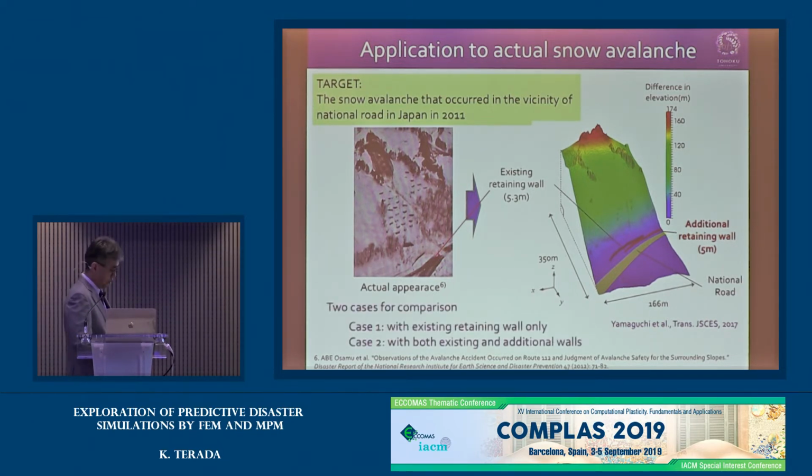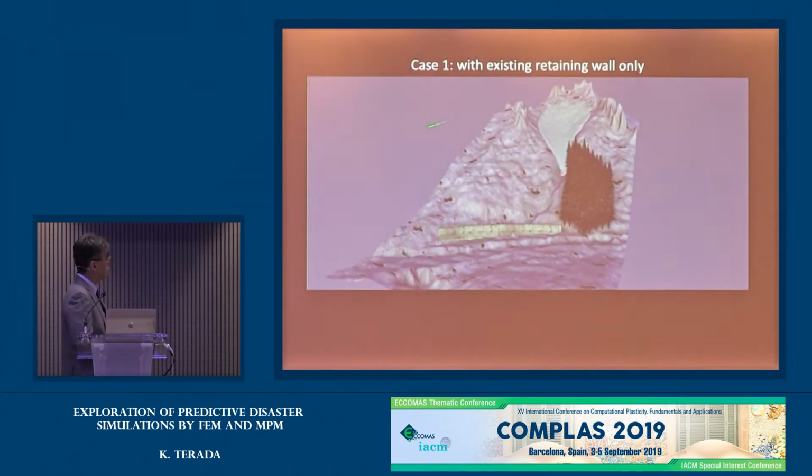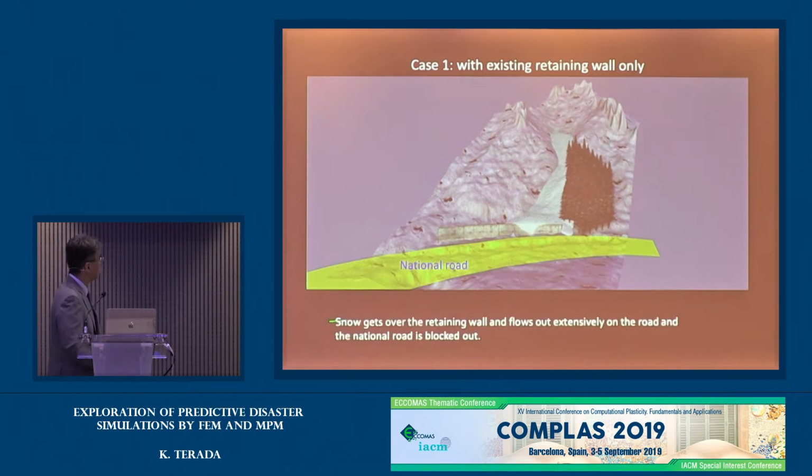So for that purpose, we conducted 2 cases of numerical simulation for comparison. One is case 1, the simulation with the existing retaining wall only, and case 2 with both existing and additional walls. Let's see the first example result. This is the result for case 1. As you can see here, the snow gets over the retaining wall and flows out extensively on the road, and the national road was blocked.